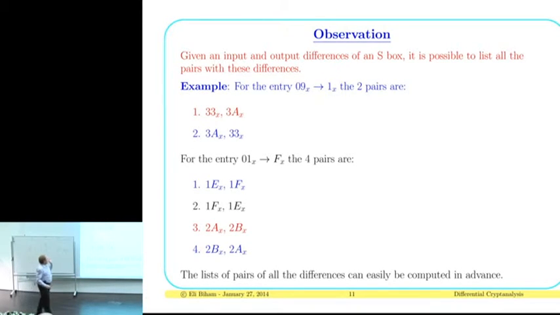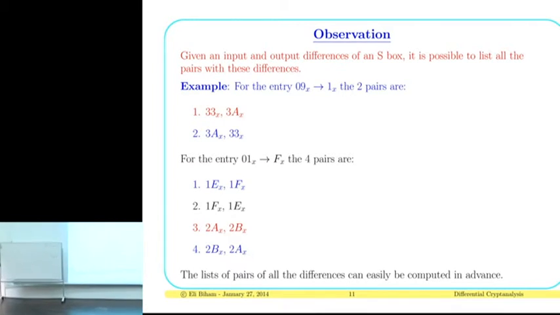Okay, so let's look at S1 at this entry. Entry 09, meaning 001001 difference in input, to 0001 in the output. If we go backwards, this is this one. You can see that there are two there, so I'll show you the two pairs. Here they are, 33 and 3A, this is one pair, and since there's no difference between this pair and the same pair in the other order, you see the other one as well. So we will call it two pairs.